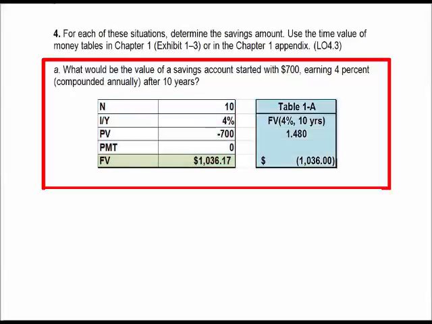1,036.17. If you use the table, it's table 1A, at the 4% across the top, 10 years down the left, the factor is 1.480. Multiply that times 700, 1036.